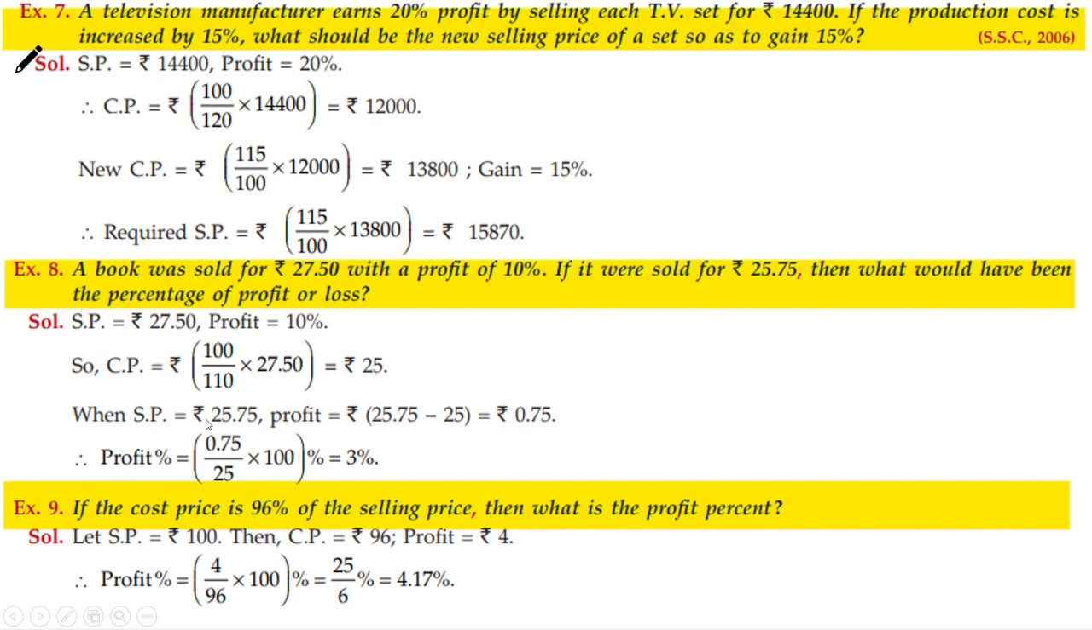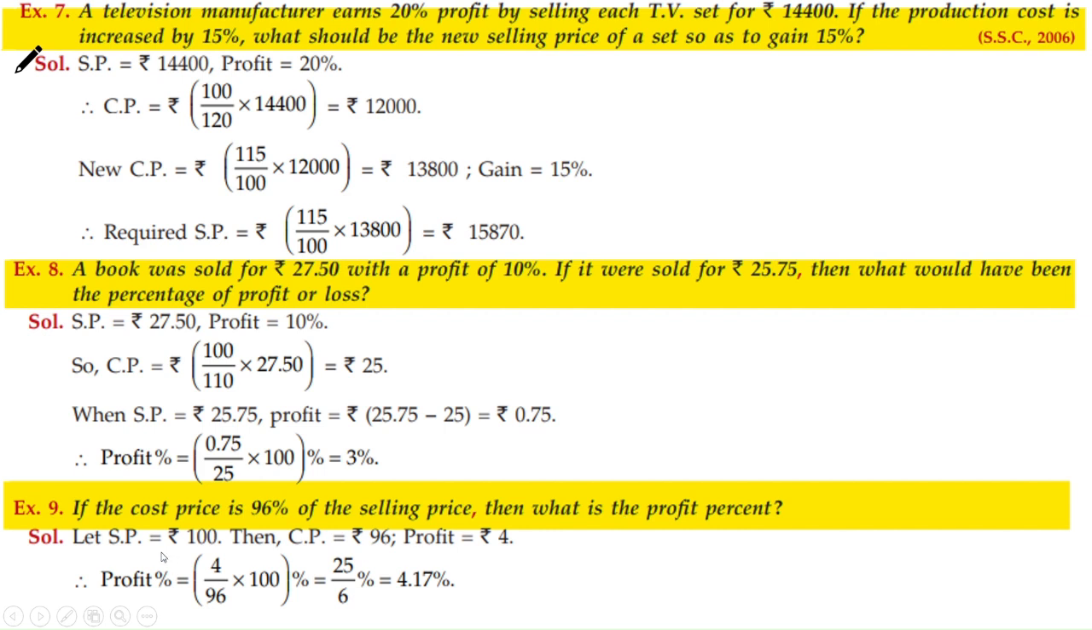When SP equal to 27.75, profit equal to 0.75. Then profit percent equal to 0.75 by 25 into 100%. That equal to 3%.